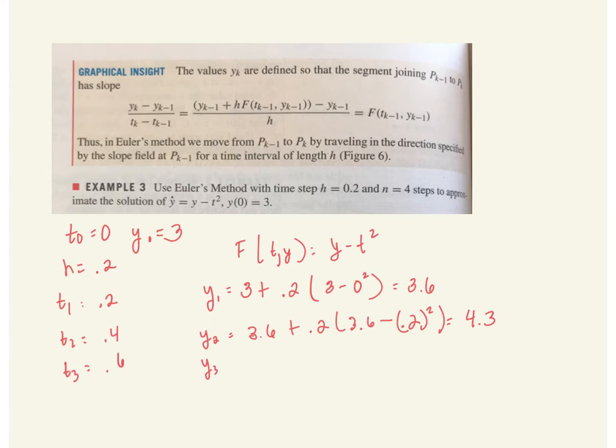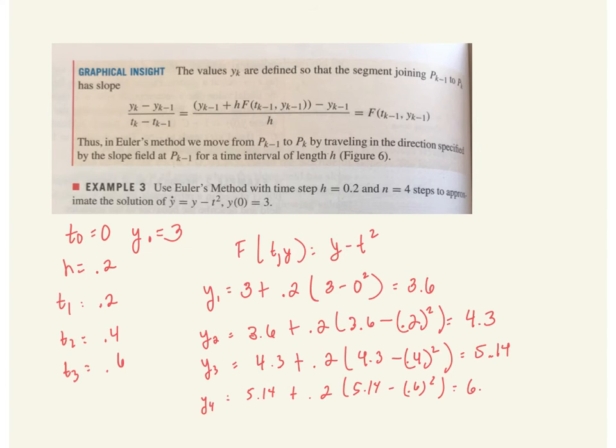Y sub 3 then uses information from y sub 2, so we use 4.3 plus 0.2 times 4.3 minus 0.4 squared. And that gives us approximately 5.14. And finally, the fourth step, using information from the third step, 5.14 plus 0.2 times 5.14 minus 0.6 squared, which gives 6.1. So you can see that the process is obviously very similar. You're always using information that is recursive from the previous point.